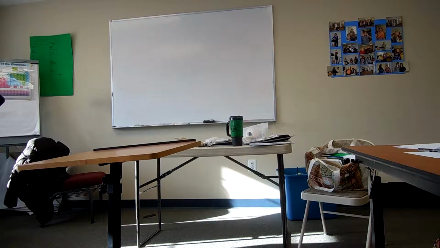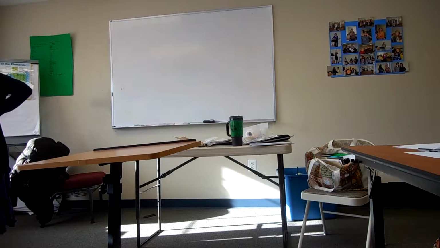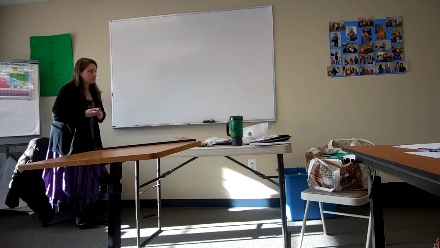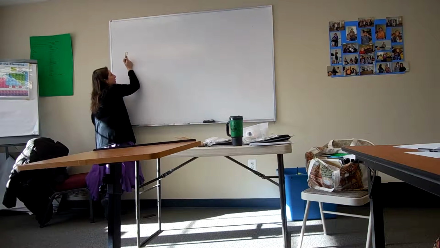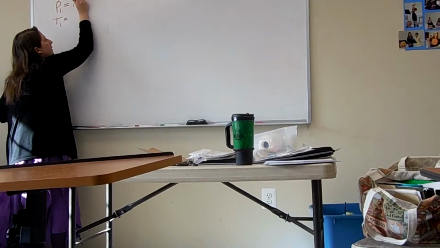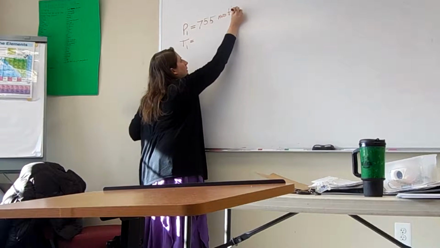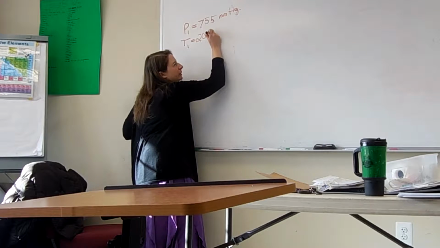So practice problem 1. Maybe we're on Liam. A balloon is filled with hydrogen at a temperature of 20 degrees Celsius and a pressure of 755 millimeters of mercury. So when you are doing these problems, I highly recommend that you just write down all your information. So what did that just give us? P1 and what? Temperature. Sure. And T1. So what was P1? 755 millimeters of mercury. Is it 3 significant figures? Yes. Okay. And T1? 20 degrees Celsius.